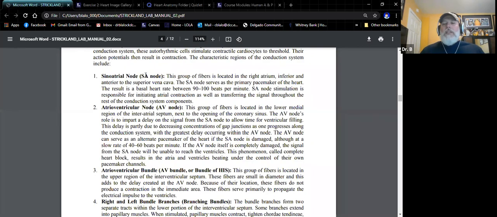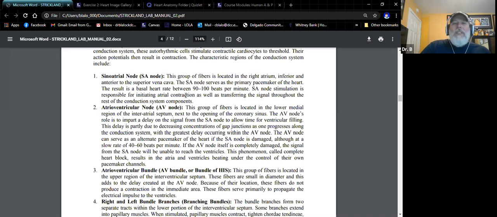This is where the conduction is going to begin to tell the entire heart to beat, right? So the cells located here, which is going to be in the right atrium, inferior and anterior to the superior vena cava, these are going to be the cells which are just going to spontaneously depolarize. And they're going to spontaneously depolarize at a certain rate. And they're going to send out these waves of action potentials, which is going to cause atrial contraction and then going to trigger ventricular contraction. So the sinoatrial node is responsible for initiating the atrial contraction wave, right?